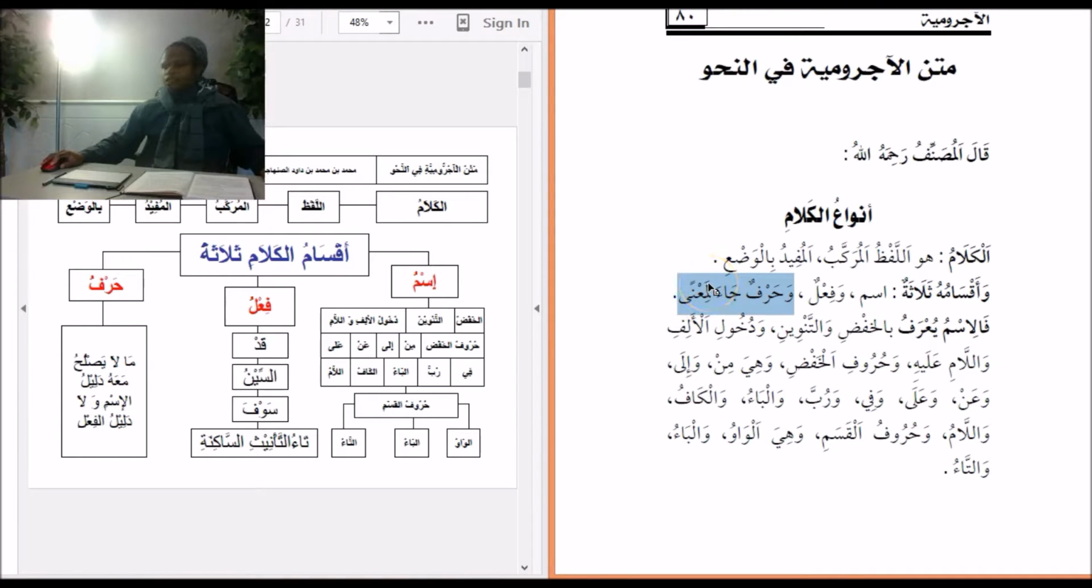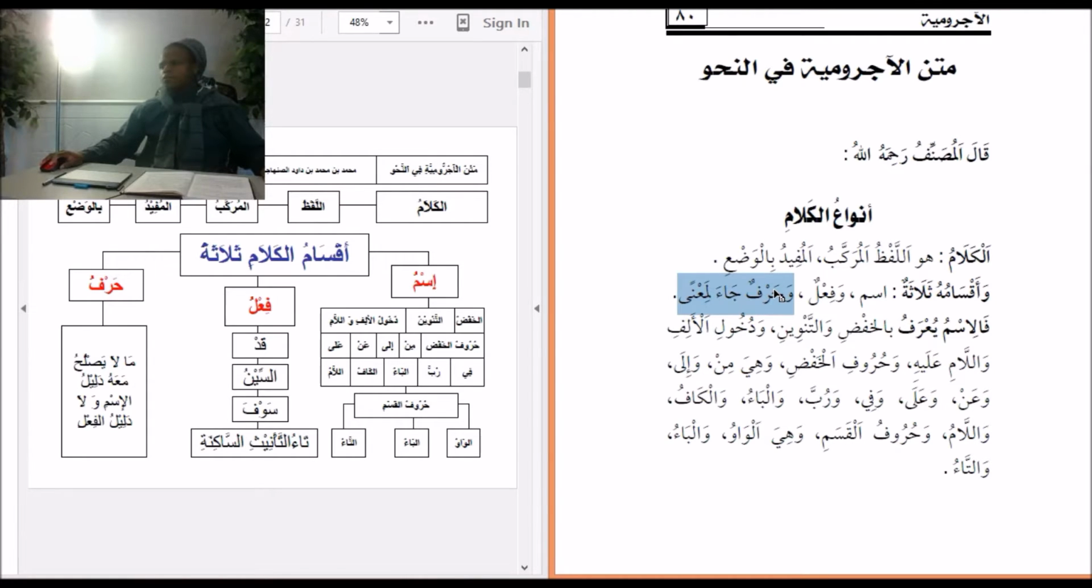So we have discussed already Ism and Fi'l. Ism, the meaning of it is كلمة دلت على معنى في نفسها ولم تقترن بزمان. A word that has a meaning within itself, but it has nothing to do with time frame. As for the fi'l, it is كلمة دلت على معنى في نفسها واقترنت بأحد الأزمنة الثلاثة.